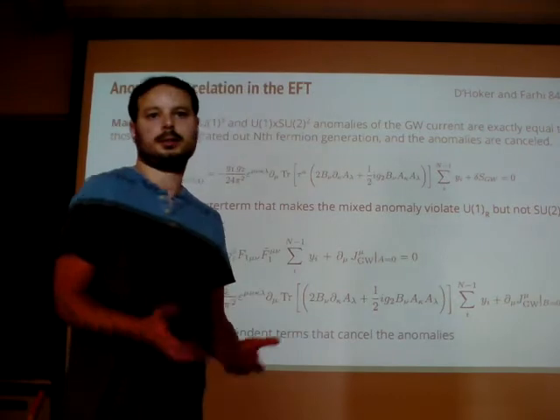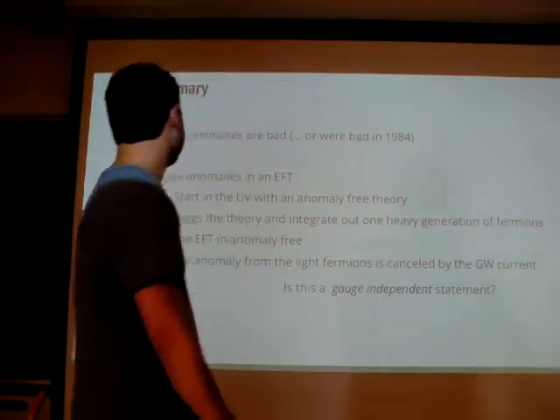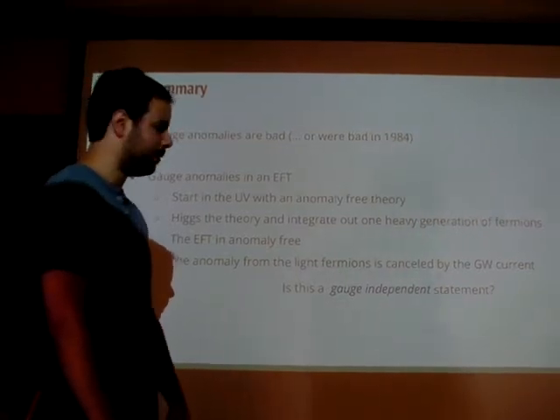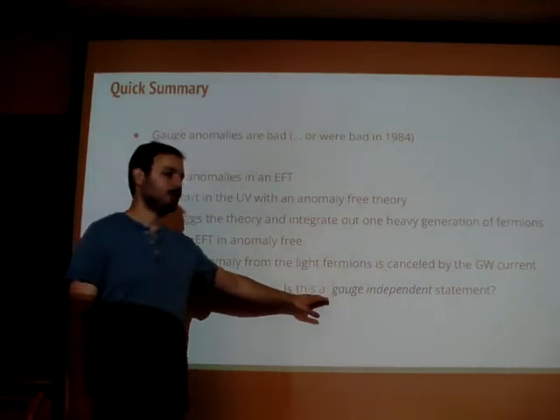It had to be so because it's just an EFT of a consistent theory, so it better be consistent. Quick summary. Gauge anomalies are bad, or at least in the 80s they were bad. We'll talk about that. And gauge anomalies in the EFT: you start in the UV with an anomaly-free theory, you mix the theory, integrate out the heavy fermion. The EFT is also anomaly-free because there is a non-trivial anomaly cancellation between the gauge Wess-Zumino term and the contribution of the light fermions. It's a very nice story that I just told you, but there's a big question here.